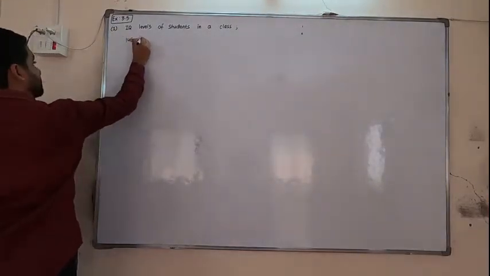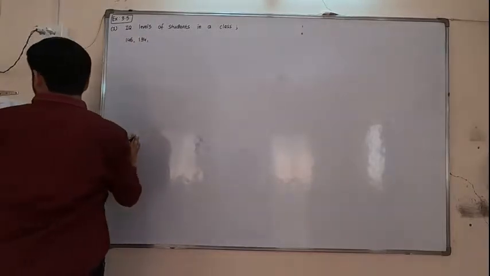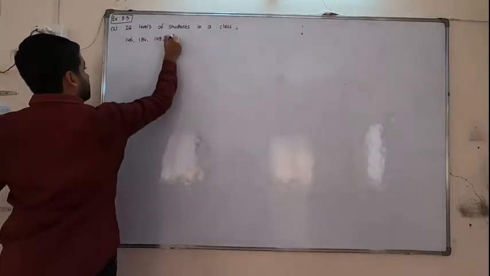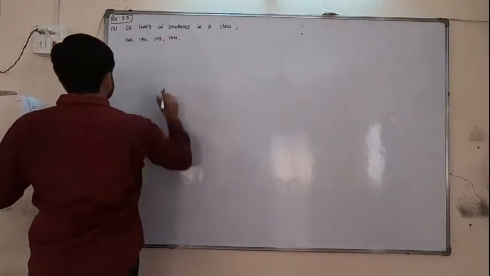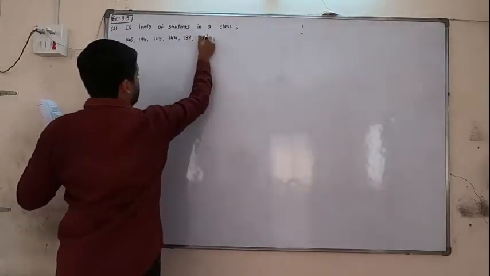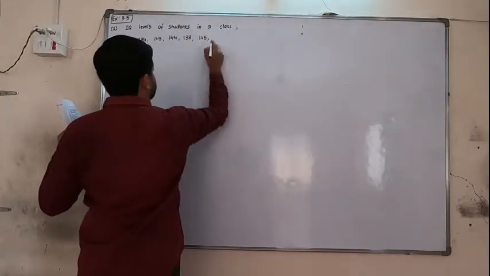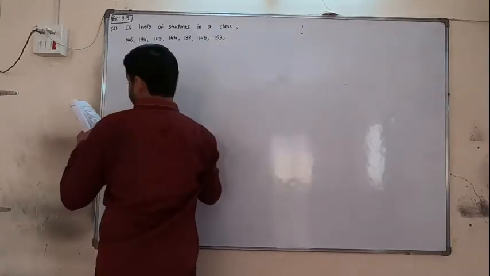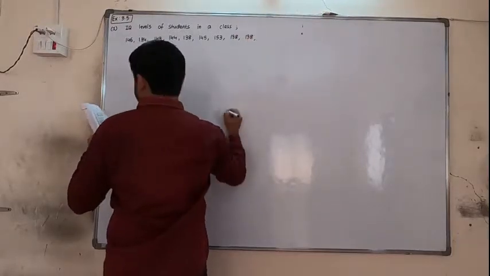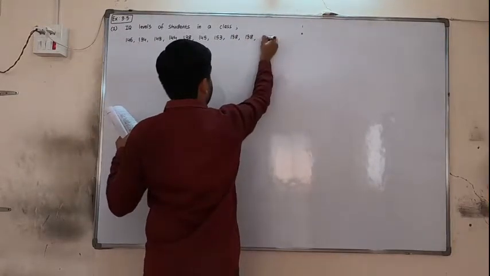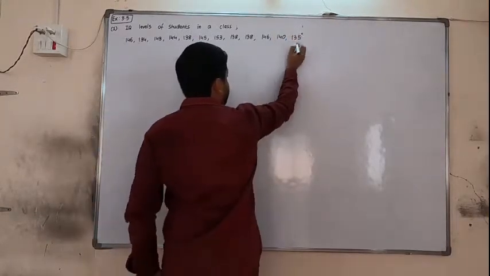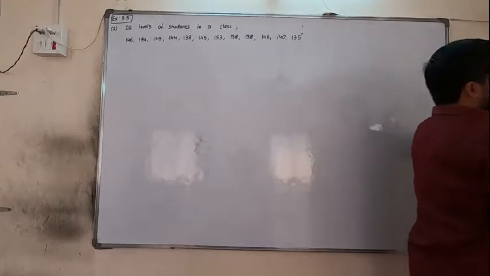146, 134, 143, 144, 138, 145, 153, 138, 138 again, 146, 140, 135. So these are the observations given in the data.